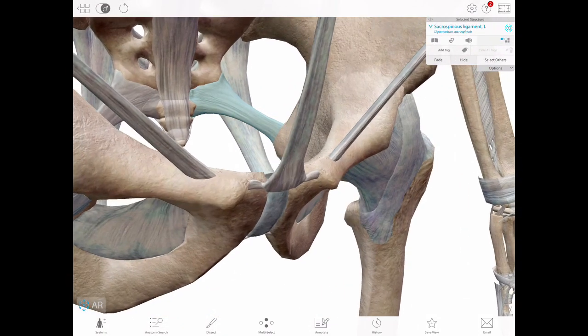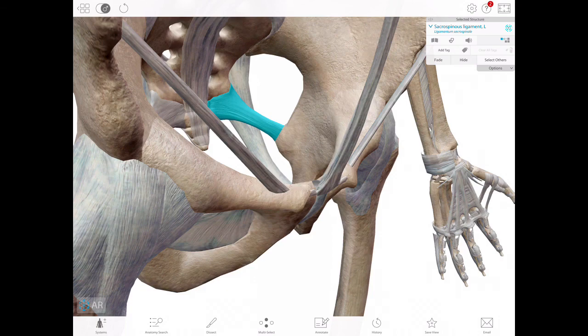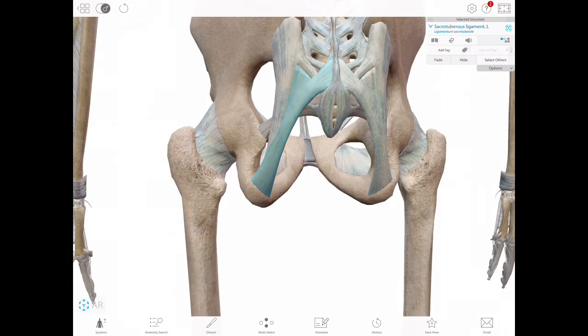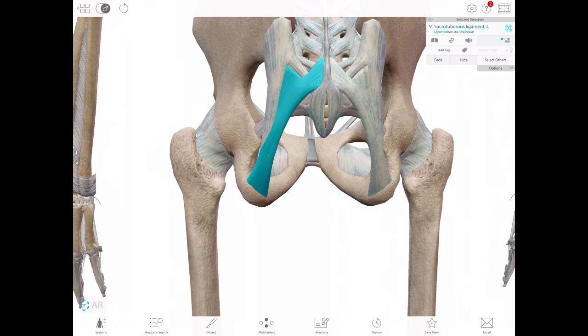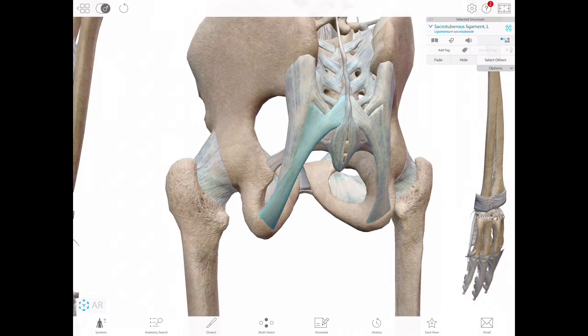That is the sacrospinous ligament because it goes from the sacrum to the spine of the ischium. Sacrospinous. Sacrotuberous ligament, going from the sacrum to the tuberosity. Sacrotuberous. Next we have the transverse acetabular ligament.